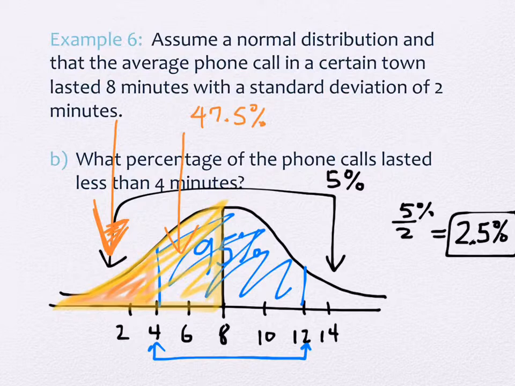Do you have a question, Lauren? What would you subtract 47.5 from? From 50. Because it's, oh, okay. Yeah, because you're talking about half the graph from the mean to the left, all the way to the left.